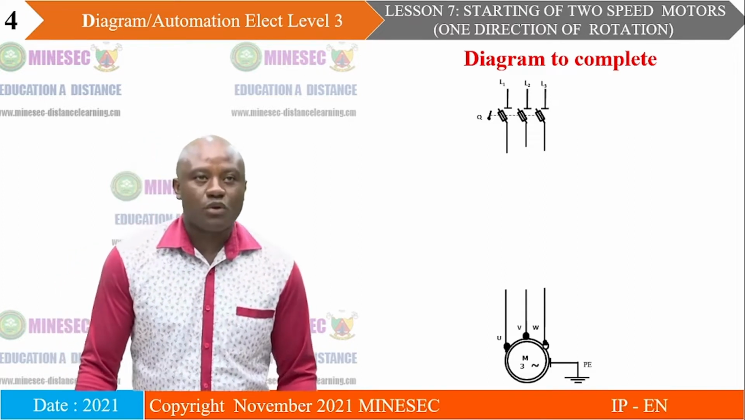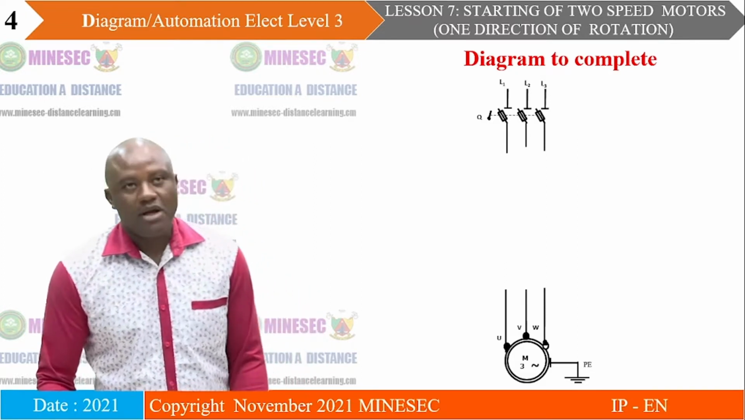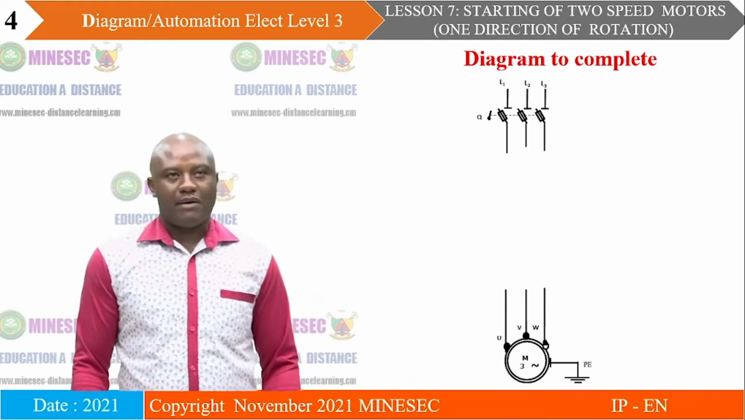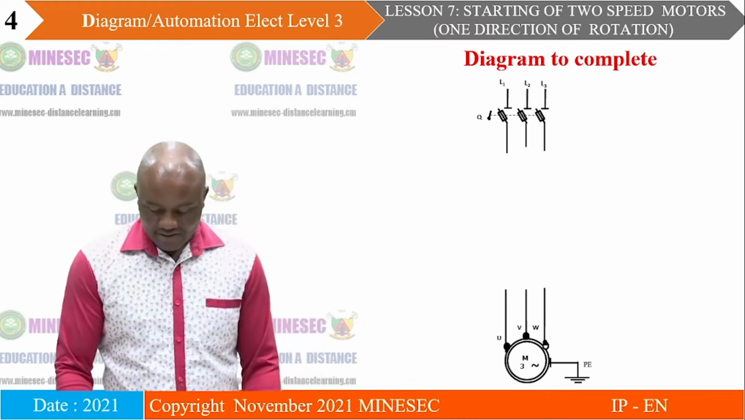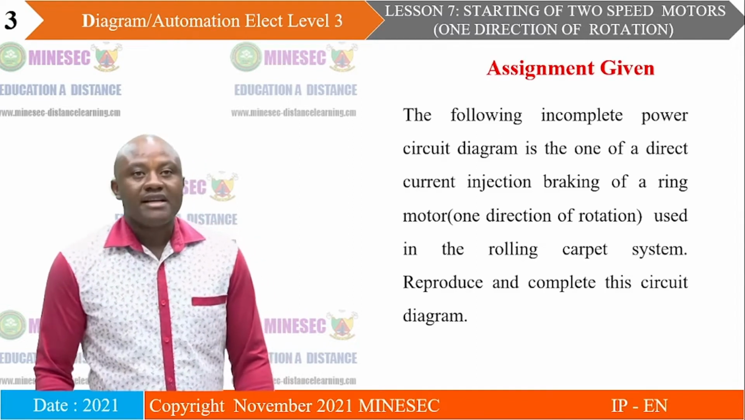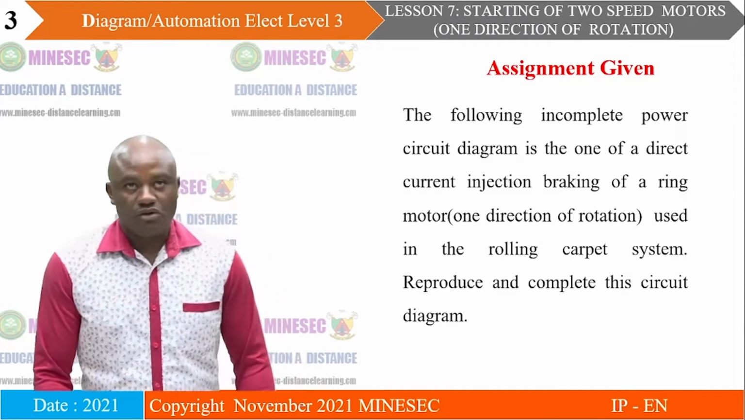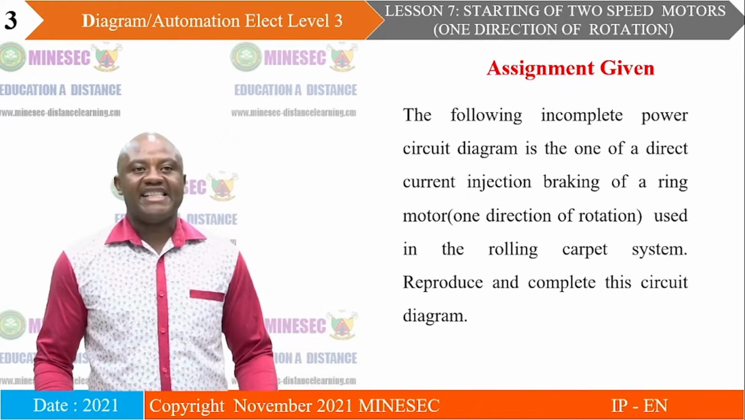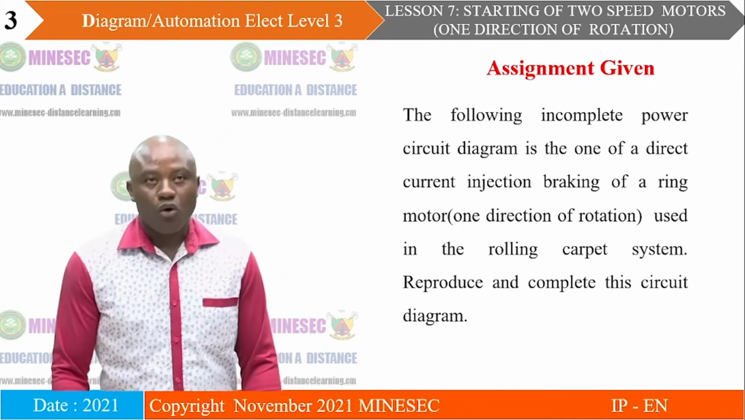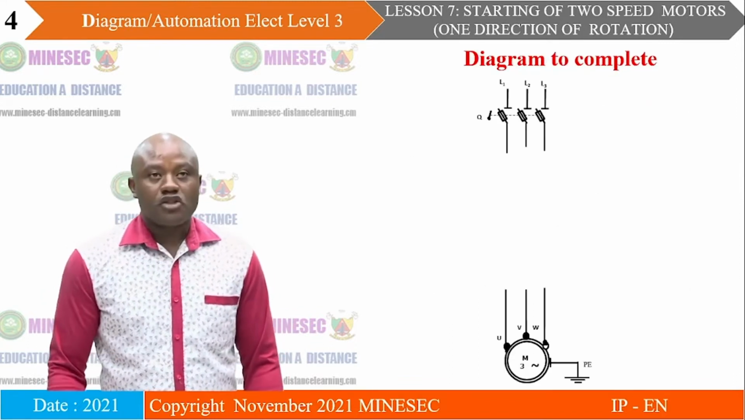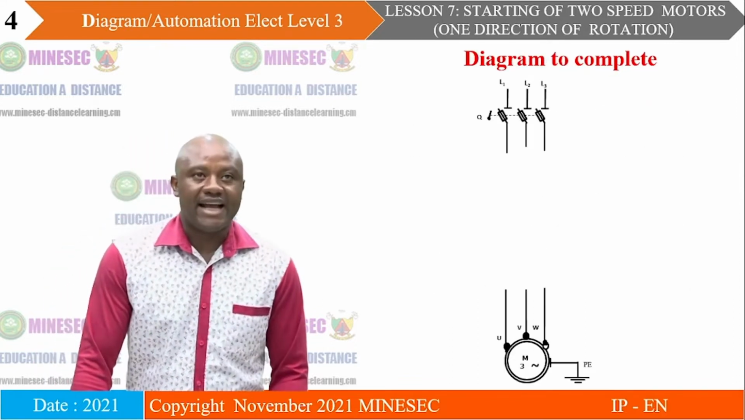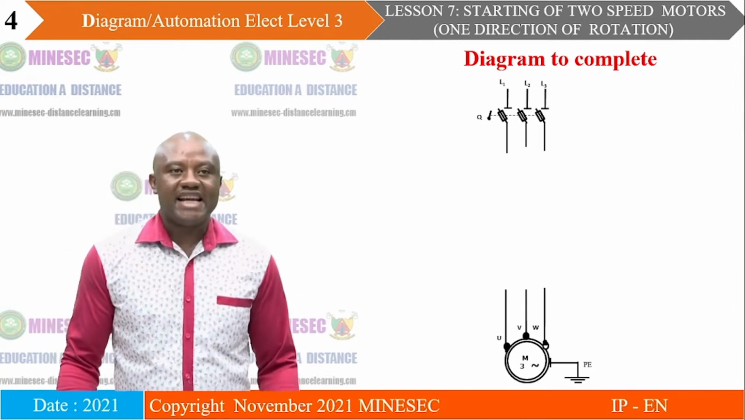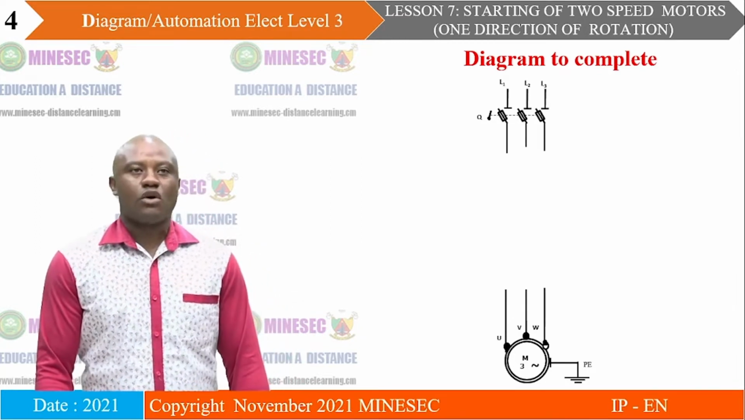First thing, let's look at the elements of the diagram. What is lacking on this diagram? When you look at this power diagram, the topic is talking about current injection braking. That is to brake the motor by injecting a DC current. First of all, look at the elements that are lacking in this particular diagram.